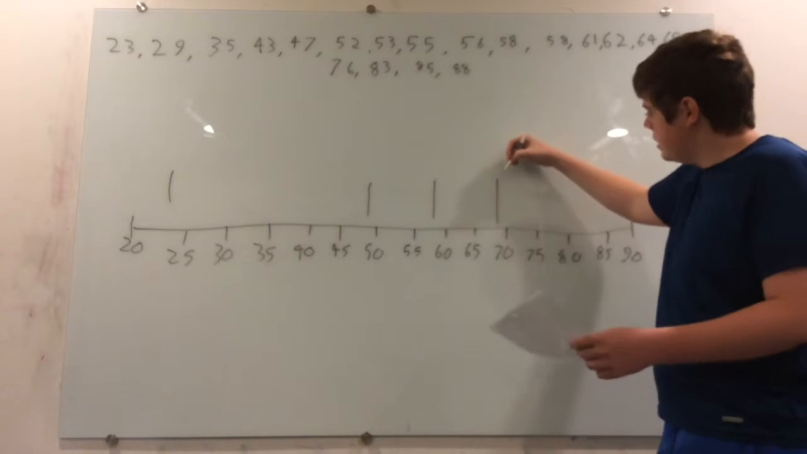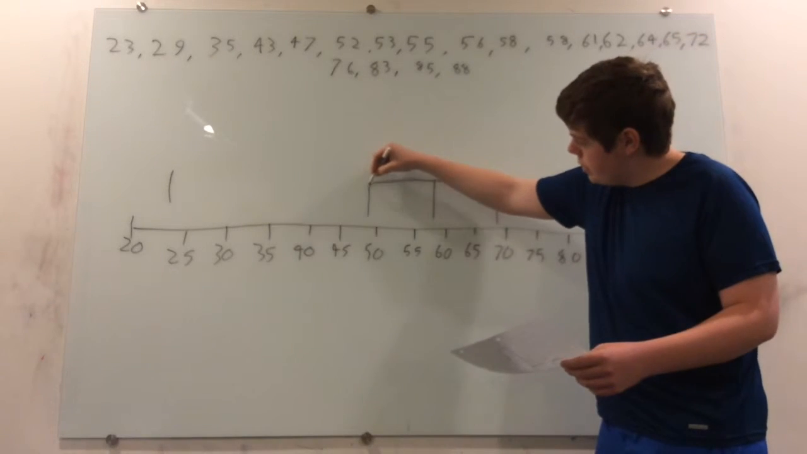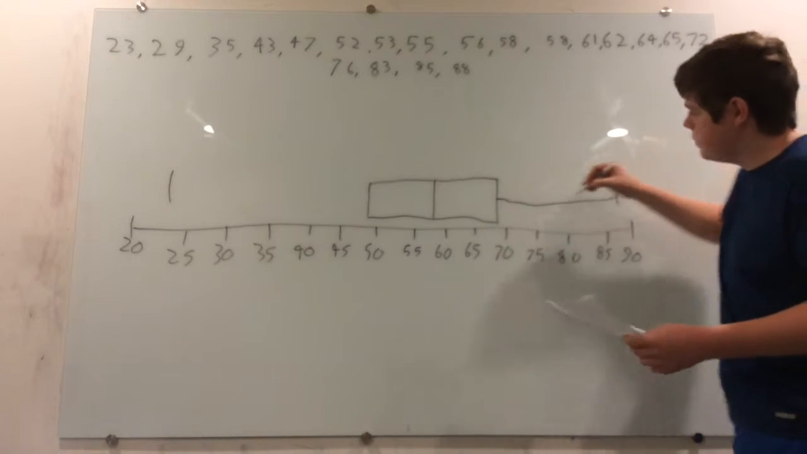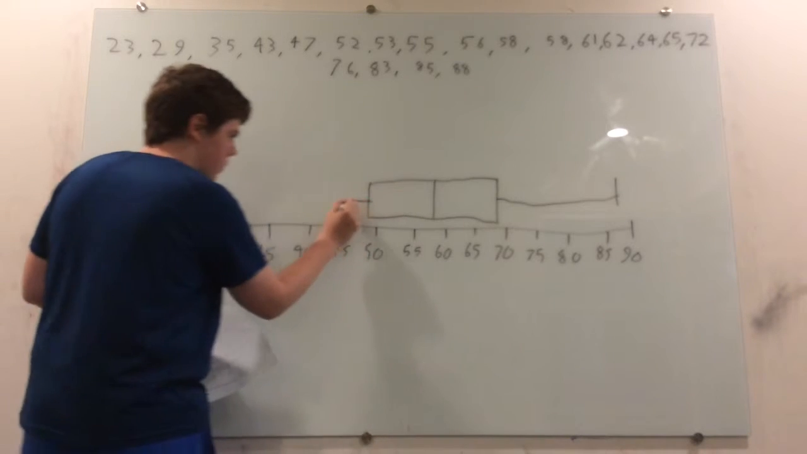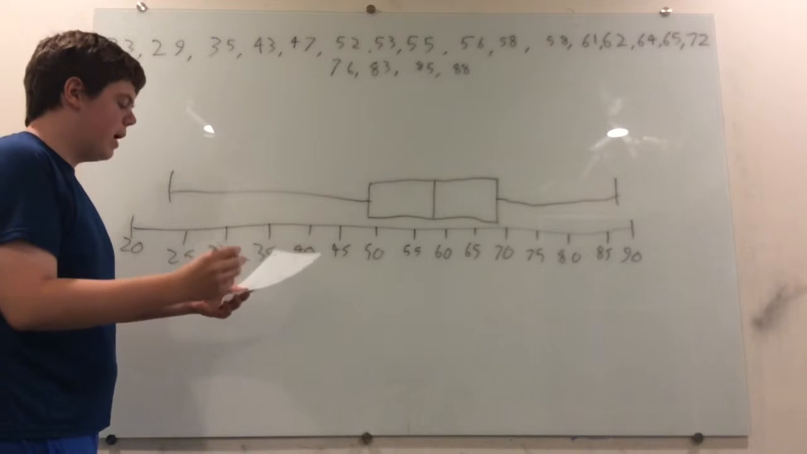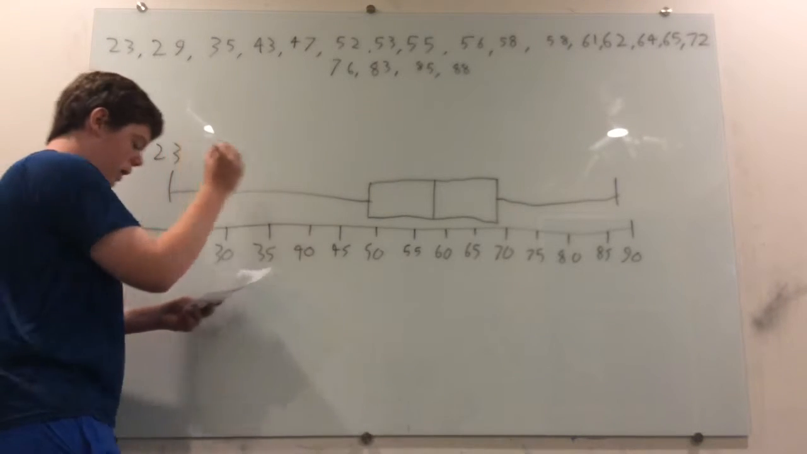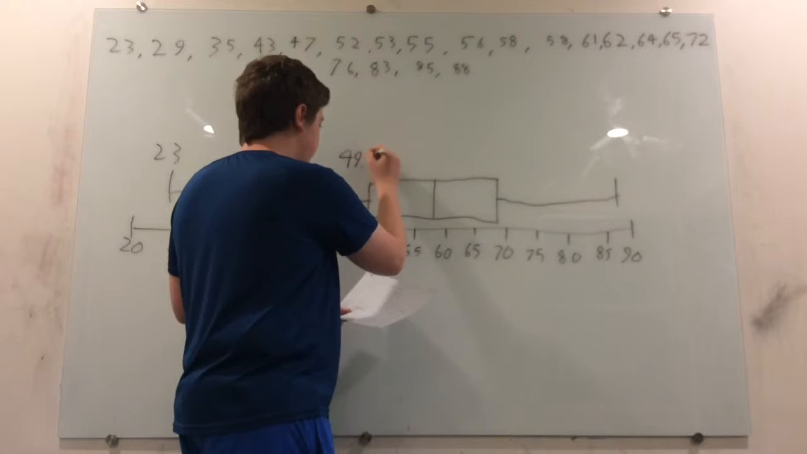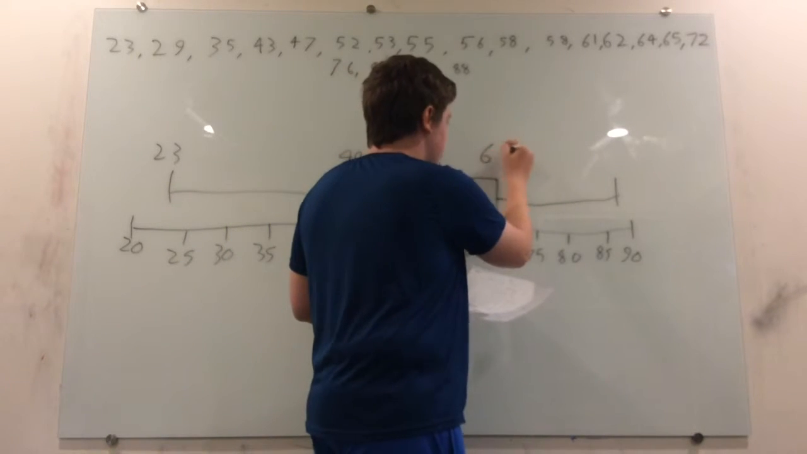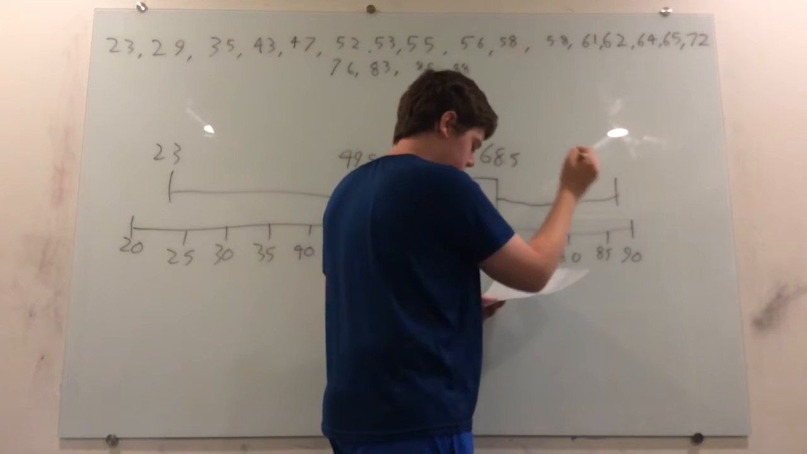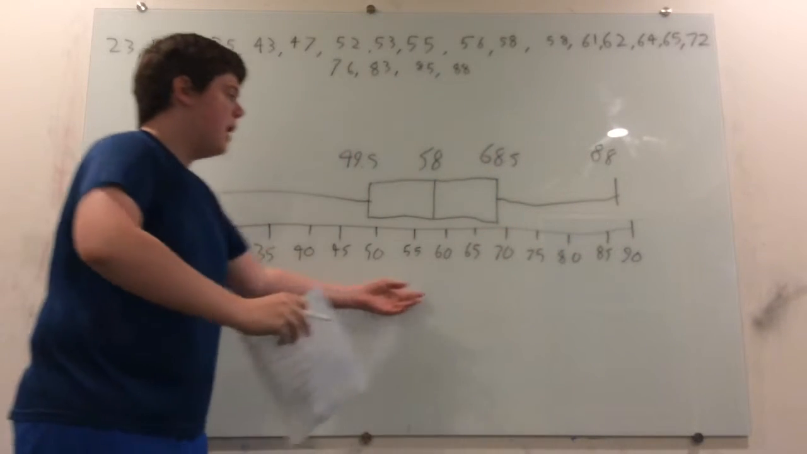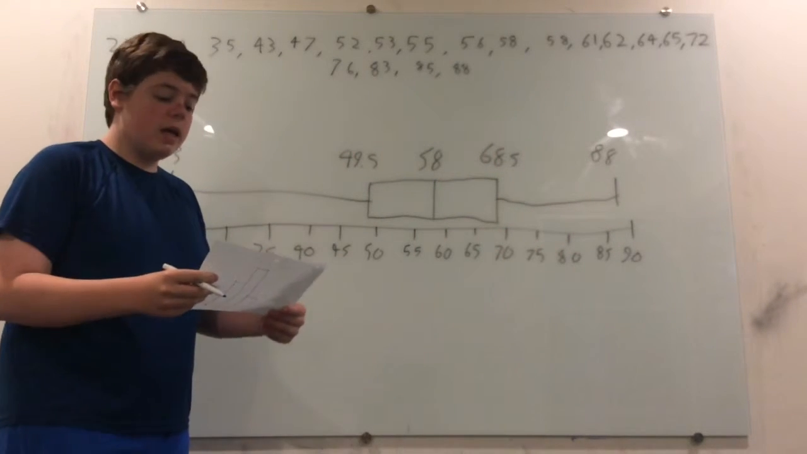And now here's where the box is, where we connect these here, and then our whiskers, which are right here. So this is a box and whisker plot, and I just like to label my points. So this is 23, this is 49.5, 58, 68.5, and 88. So this is our box and whisker plot, and now we have to make a histogram to go with it.